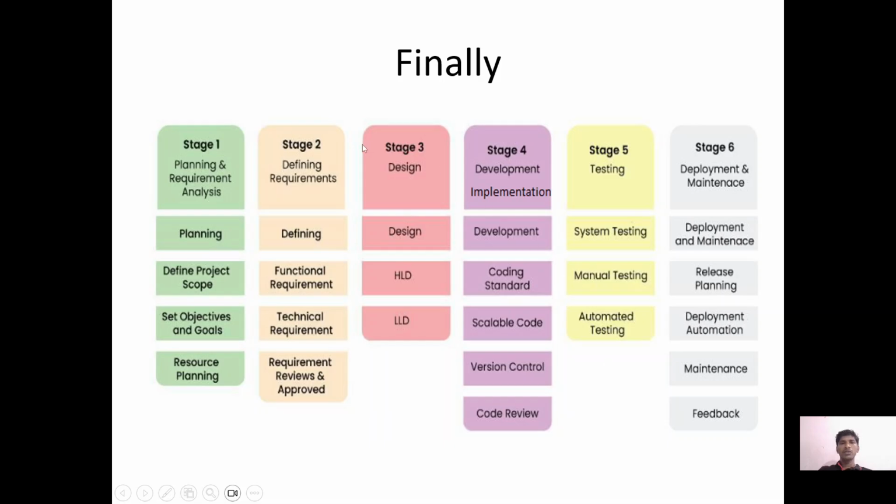So finally, this SDLC is categorized into six stages. One is planning and analysis, second is defining the requirements, third is design, fourth is development and implementation, fifth is testing, and at last deployment and maintenance. So this forms the generic phases of the software development life cycle.